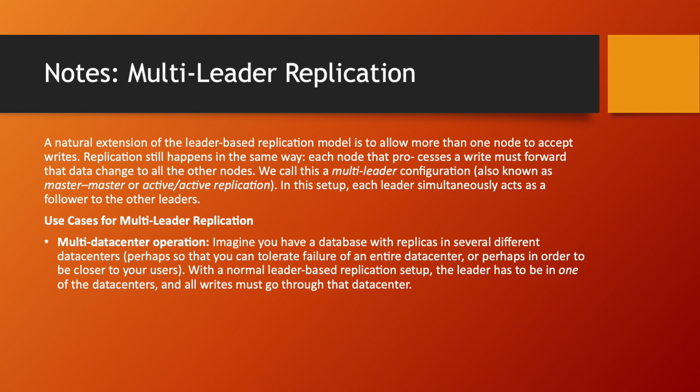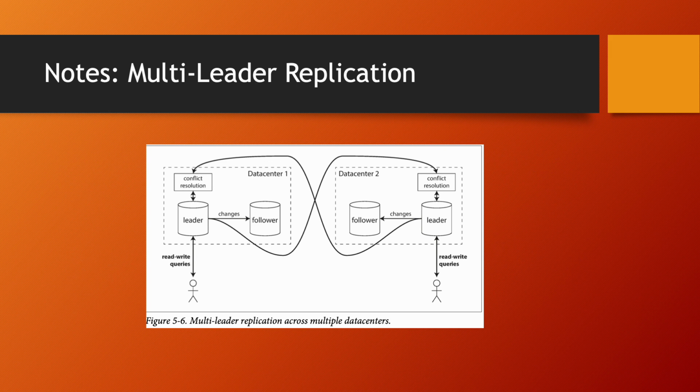The first use case for multi-leader replication is multi-data center operation. Imagine you have a database with replicas in different data centers. With normal leader-based replication, the leader has to be in one of the data centers, and all writes must go through that data center, which may not be what customers want, and that might lead to higher latencies. As you can see in this cartoon, the user does read-write queries in one data center. On the left-hand side, it writes to a leader. The leader passes its changes to its follower in data center 1. It also passes its replication log to data center 2.